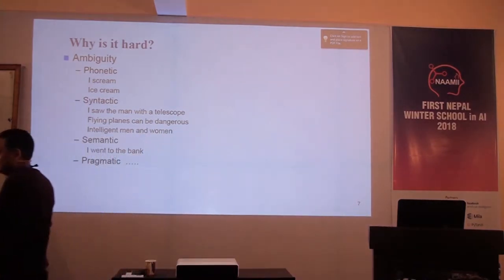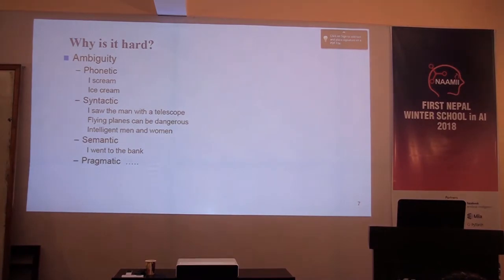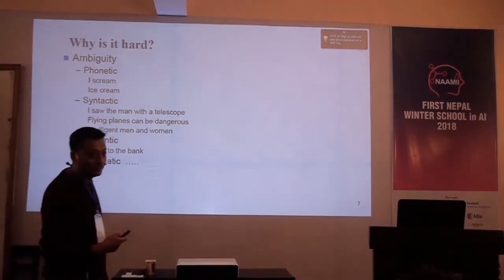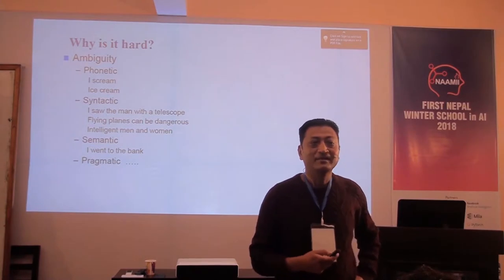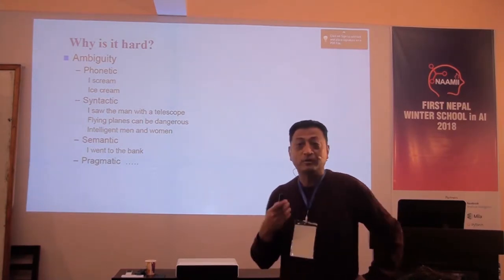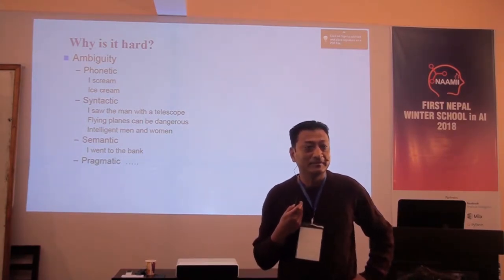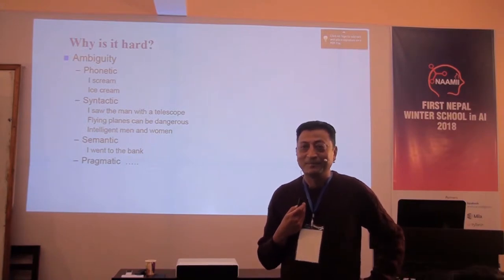Okay, we also have ambiguity at the next level. So we would have ambiguity, for example, at the syntactic level. I saw the man with a telescope. Who has got the telescope? Does the man have the telescope? Or do I have the telescope? Okay.